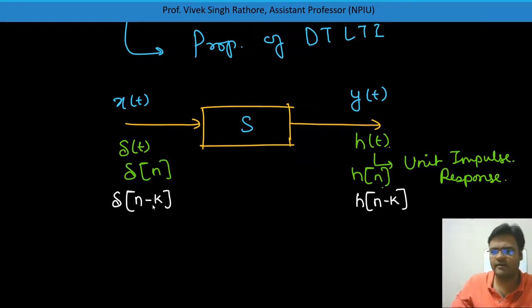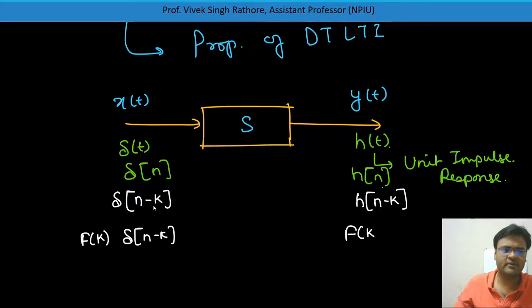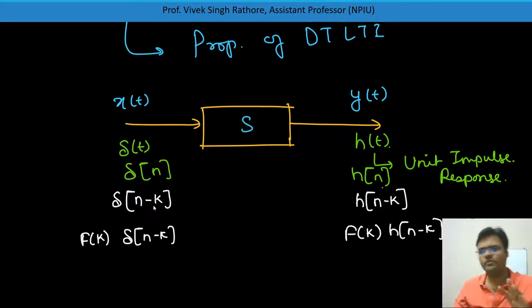Okay, fine. Now, because it is a linear system, linearity means it will obey the homogeneity principle also. So if we multiply some factor with our signal and send it, obviously the same factor will appear in the output also. So it will come like this, f of k times h of n minus k. Fine. So I hope you are getting it.